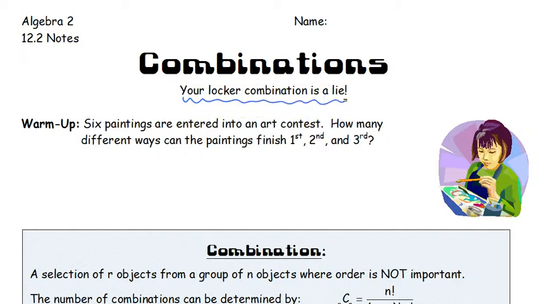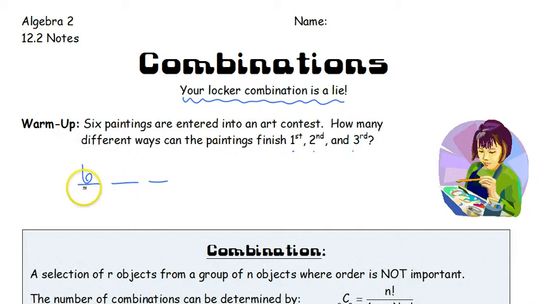So we're going to start by warming up and thinking about what we did yesterday. You have 6 paintings that are entered into an art contest. How many different ways can the paintings finish first, second, and third? So if we have 6 paintings, but we want to know how they finish first, second, and third, for first place there are 6 paintings up for grabs. Any 6 of those can make first.